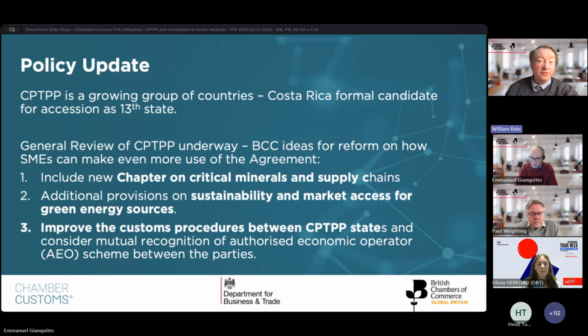Thirdly, improving customs processes. This is an important issue across the board, but within the CPTPP group, one idea in particular, which would improve the experience of traders exporting and importing across the 12 countries in the bloc, would be reviewing our customs rules, but also considering mutual recognition of authorised economic operator schemes between the parties, making trade quicker, simpler and cheaper.